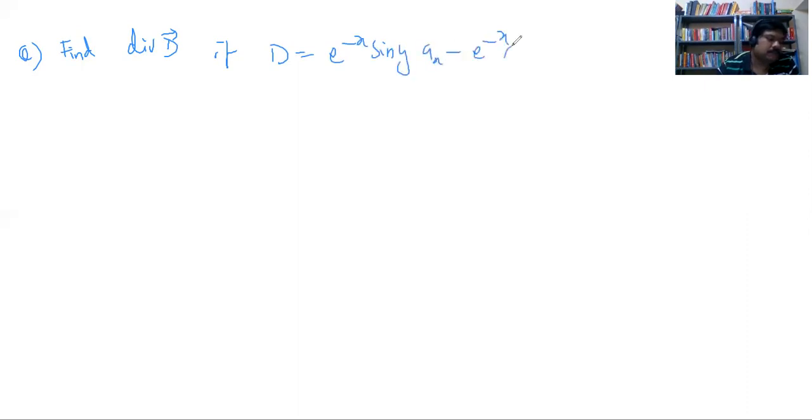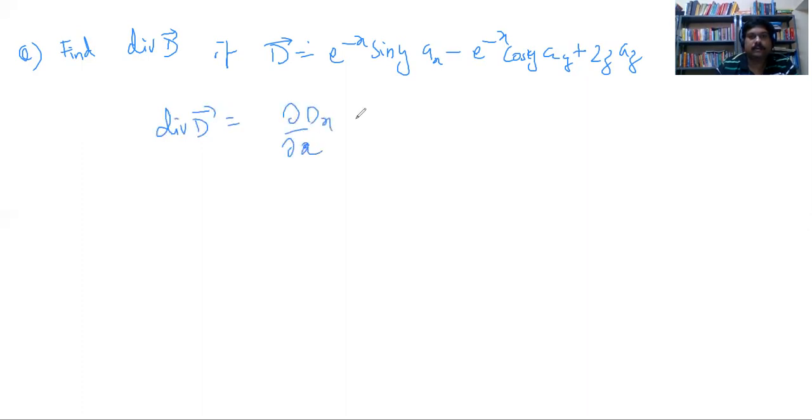Find divergence of D if D equals e raised to minus x sin y ax minus e raised to minus x cos y ay plus 2z az. So if D is given like this, find out the divergence of D. So divergence of D is what? dou Dx by dou x plus dou Dy by dou y plus dou Dz by dou z.